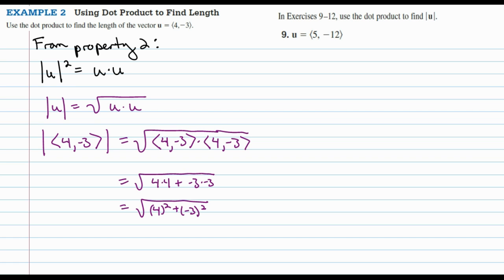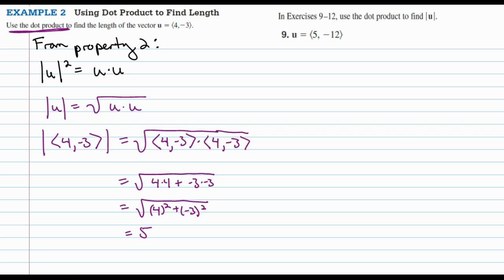of its vector. So in this case, I know we just had to find the length of the vector, but it said specifically to use the dot product to find the length. So instead of just finding the magnitude, we had to go the dot product way and remember what property 2 was. So this is going to be 5.